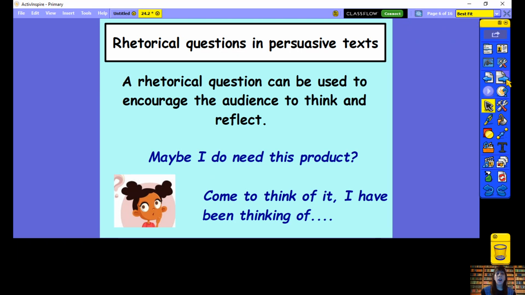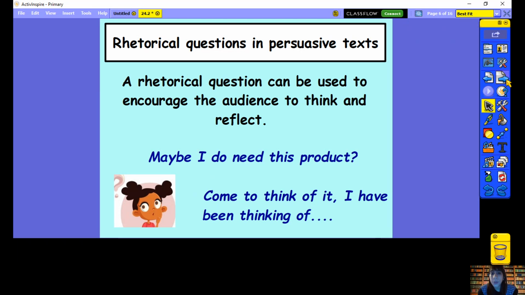Now, rhetorical questions are used in persuasive text. Again, not because we want an answer, but because we want to encourage the audience to think and reflect. So remember, persuasive texts are usually used in advertising. We want the audience to think that they need to buy this product.